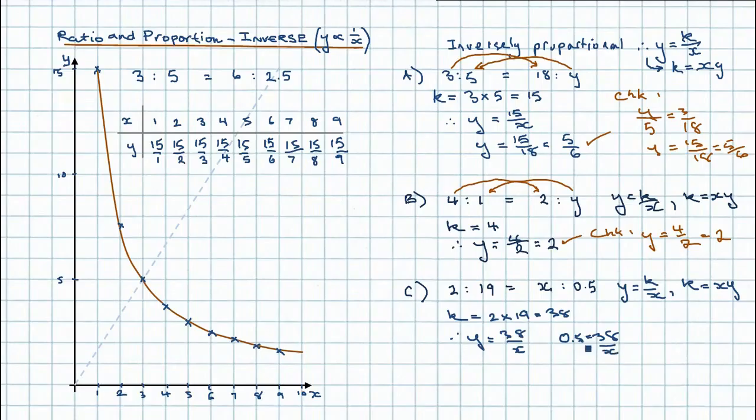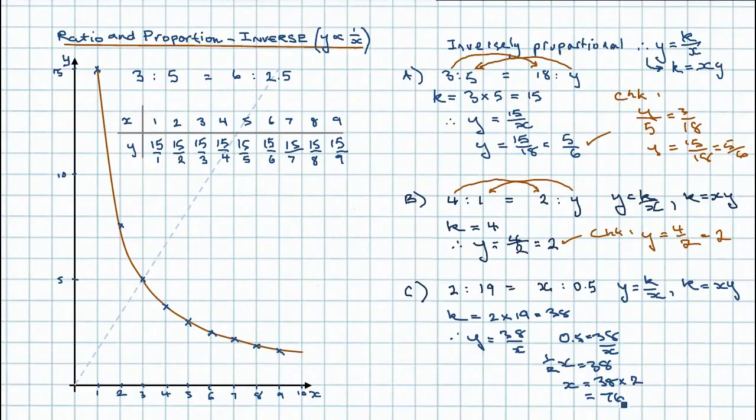Okay, now how do we get the value for x then? So if we multiply both sides by x, and change that from 0.5 to half, we'll end up with half x equaling 38. So x must equal 38 divided by half. So 38 divided by a half is the same as 38 times 2. So 38 times 2 is 76.